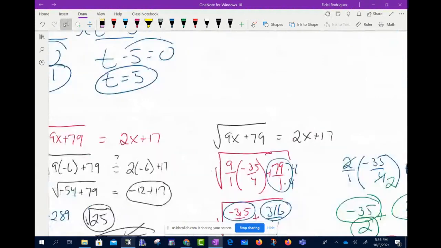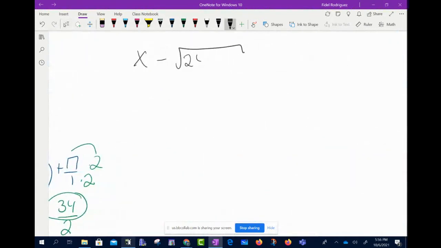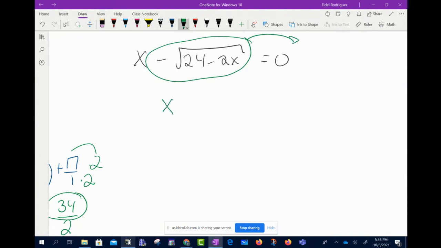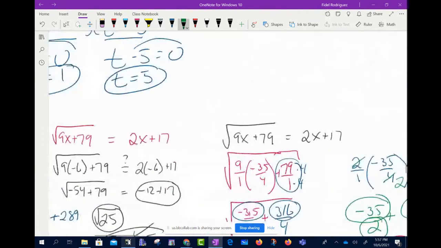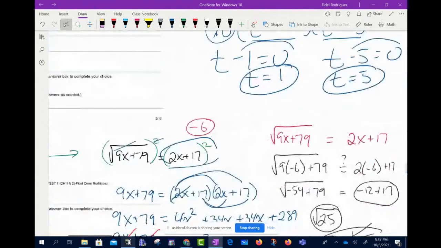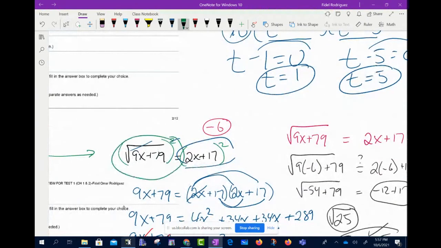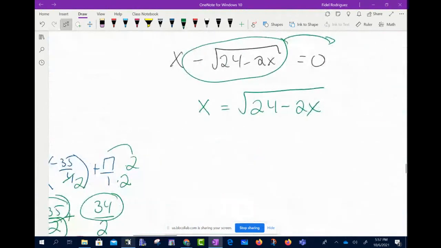I already forgot, 24 minus 2x. Okay, 24 minus 2x equals 0. So the first thing I really want to do here, y'all, is move this guy over to that side. Because anytime I'm doing these problems that have square roots, I've got to get the square root part by itself. In the problem that we did earlier, the square root part was already by itself. That's why we said, let's go ahead and square both sides. So this one, I've got to do that extra step. But now, we can square both sides.